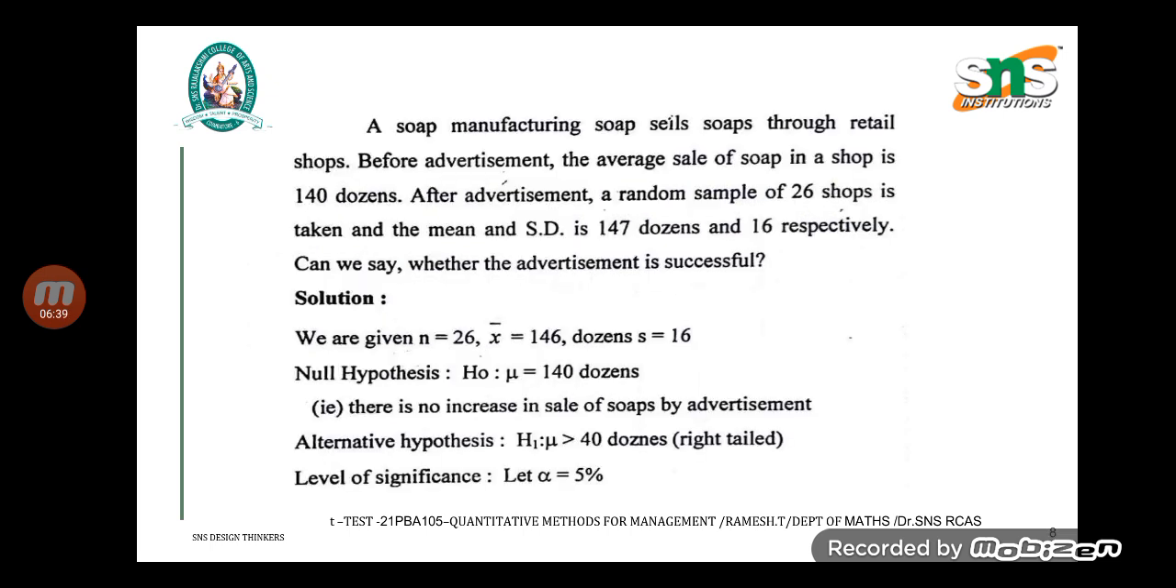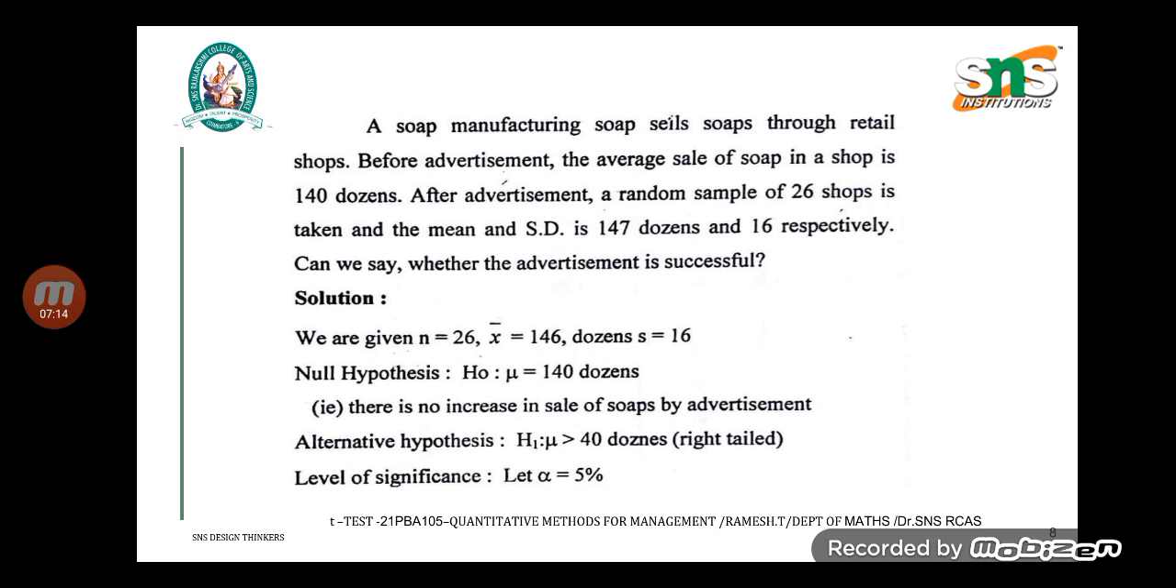Next we move to one more problem. A soap manufacturing company sells through retail shops. Before the advertisement, the average sale of soap is 140 dozens. After the advertisement, a random sample of 26 soaps is taken, and the mean and standard deviation are 147 dozens and 16 respectively. So can we say whether this advertisement is useful?